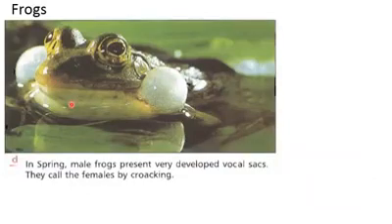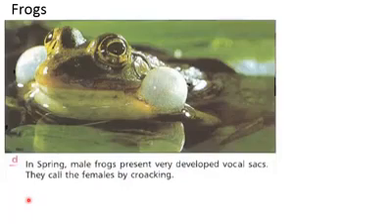Another animal in document D, which is the frog. The frog, what kind of sexual dimorphism do they have? How can we know which is a male frog and which one is a female frog? Let's see. In spring, male frogs present very developed vocal sacs. Look at the vocal sacs of the frog. This is a male frog because it has vocal sacs. What are they doing? They call the females by croaking.